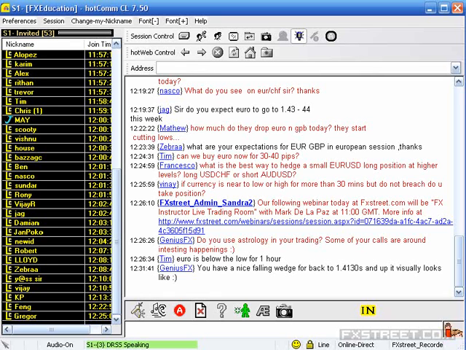Then Tim, Euro is below the low for 1 hour. So the initial low, yes, it is below that, but it has stopped cutting the low. You can just watch and later on take positions.